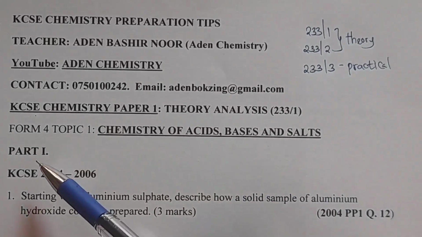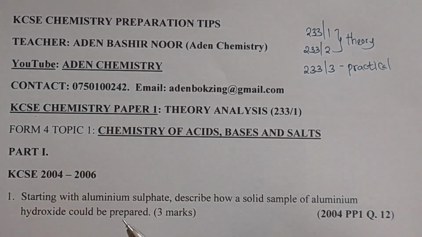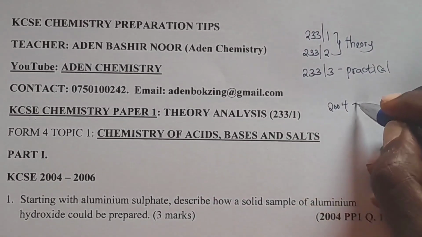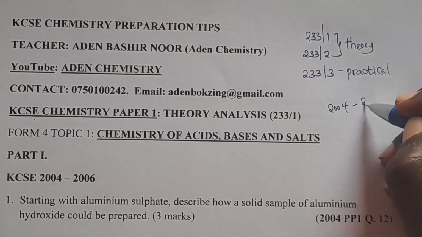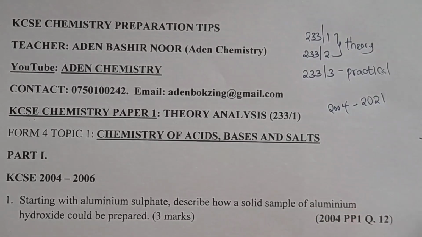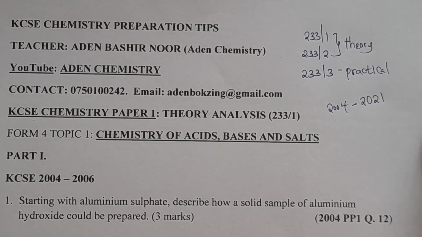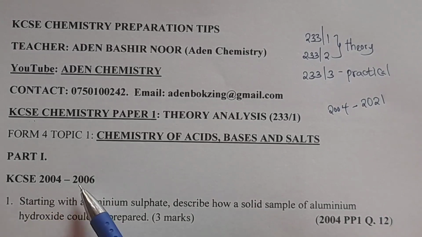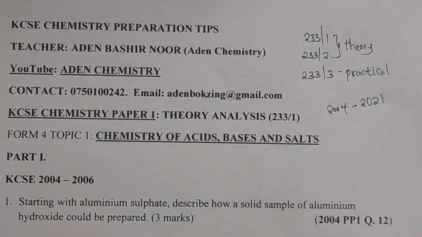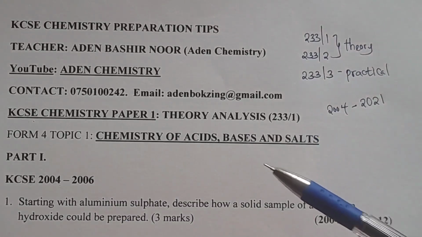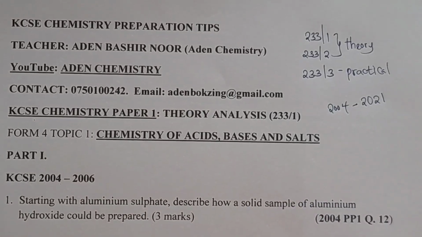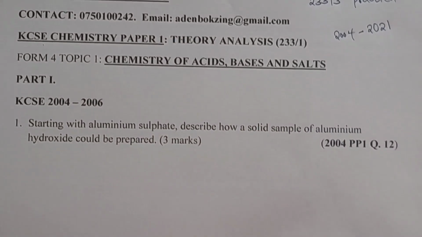We are going to start with part 1, and the analysis we are going to do is from KCSE 2004 all the way to the 2021 KCSE. So we start with part 1, where we do KCSE 2004 up to 2006. So in our lesson today, it's going to cover the KCSE of 2004, 2005, and 2006. All the paper 1 questions. We start with number 1.